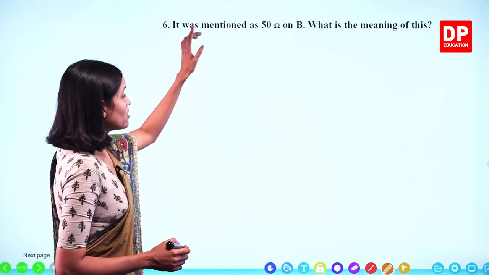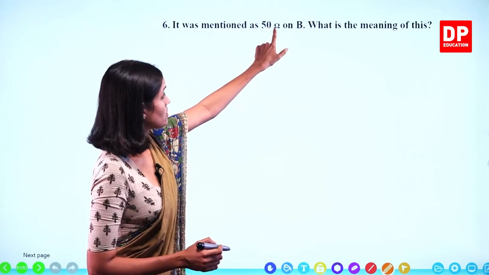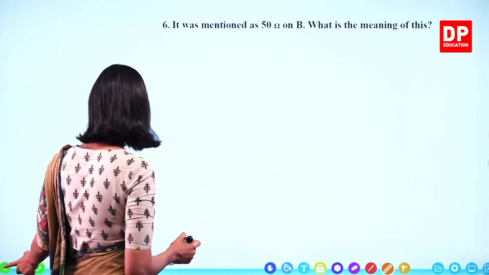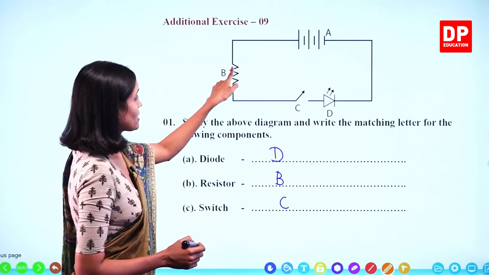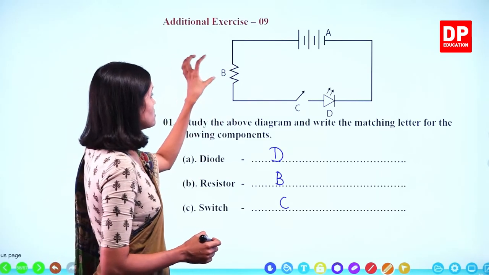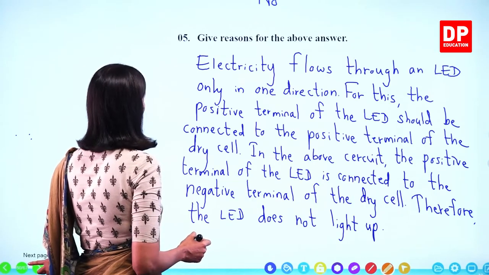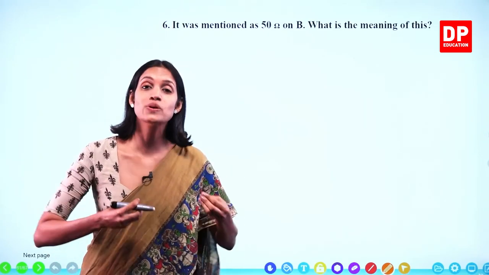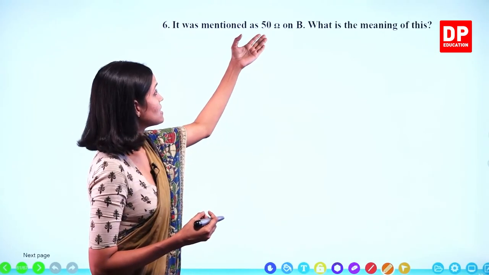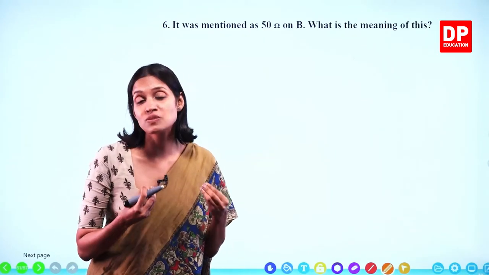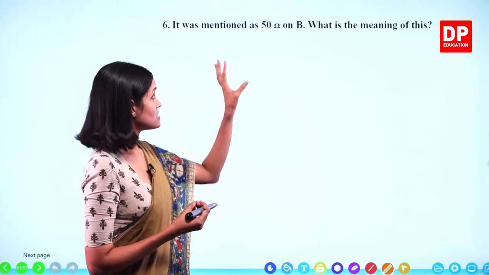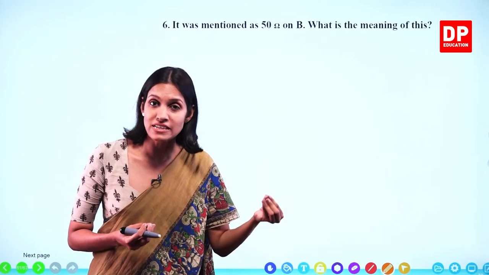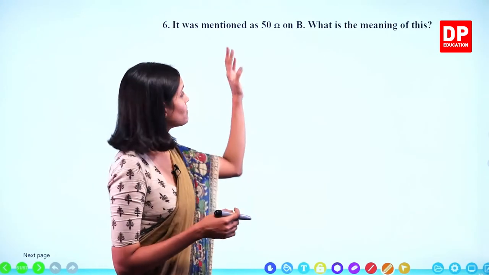It was mentioned as 50 ohm. Now this mark is the symbol of ohm, right? It was mentioned as 50 ohms on B. What is B again, children? Look at this. B is the resistor. So the resistor was marked as 50 ohms. What is the meaning of this? Now, what is the resistor? A resistor is a certain device with resistance. The value of the resistor is 50 ohms, right? The resistance is measured in ohms. So, if it is measured as 50 ohms, the resistance of the resistor is 50 ohms, right? We will write that.